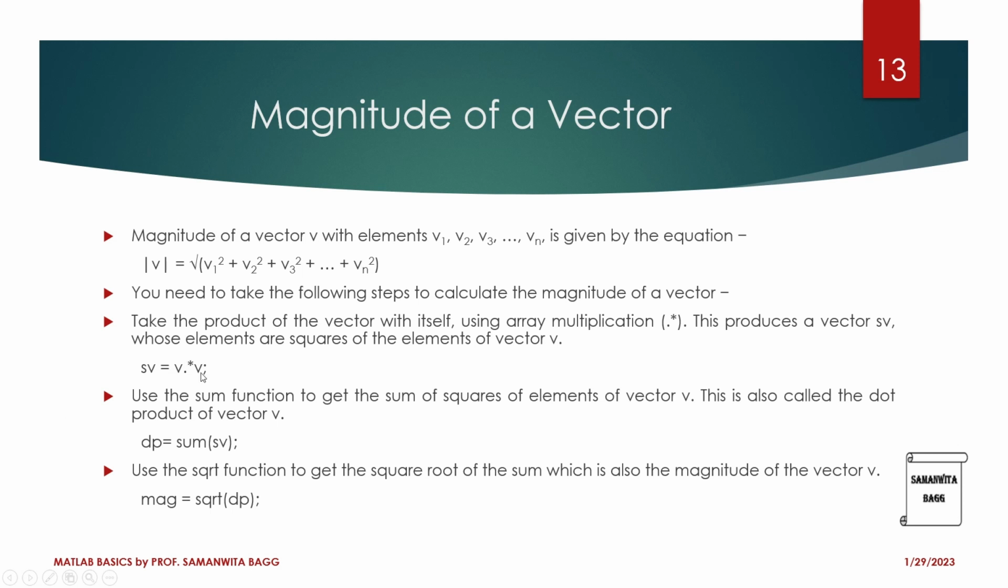You can see here. Next, use the sum function to get the sum of squares of elements of vector V. This is also called the dot product of vector V. So dp is sum of SV, the one we have found. Use the square root function to get the square root of the sum, which is also the magnitude of the vector V. So magnitude will be square root of dp.